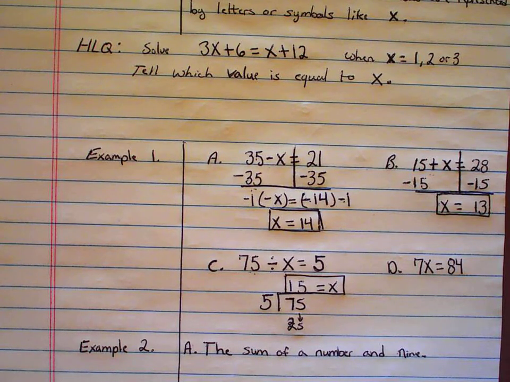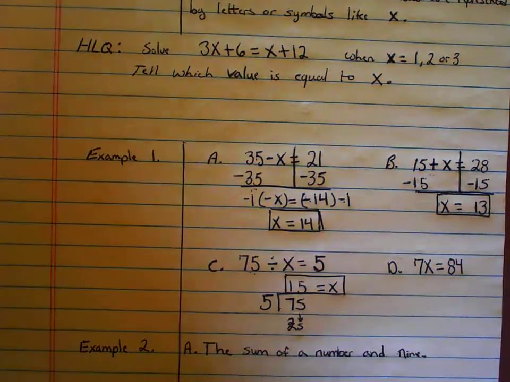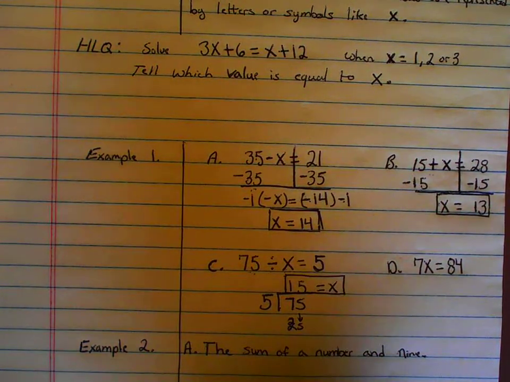equals 15. With fractions, or if we had written this as a fraction, it'd be a little bit different. Alright? Now, looking at D, we've got 7 times x. That's what the variable being right next to a number means. 7 times x equals 84.